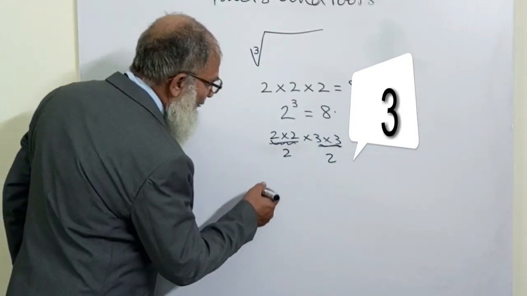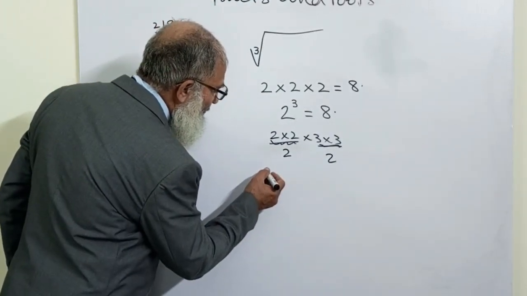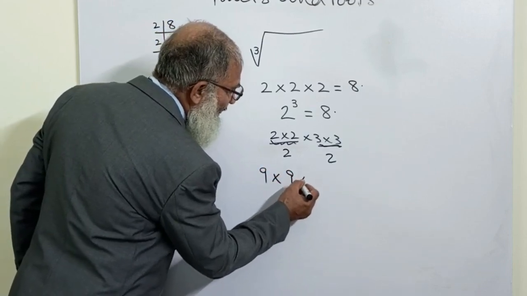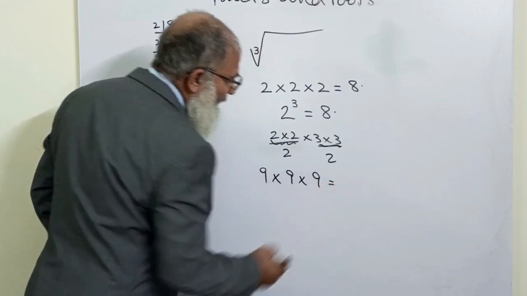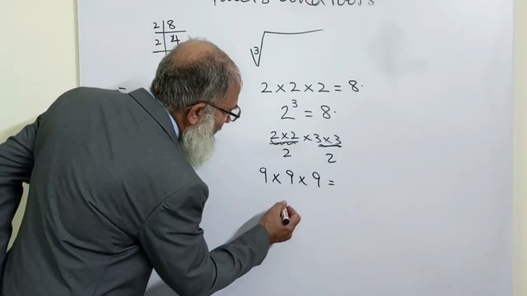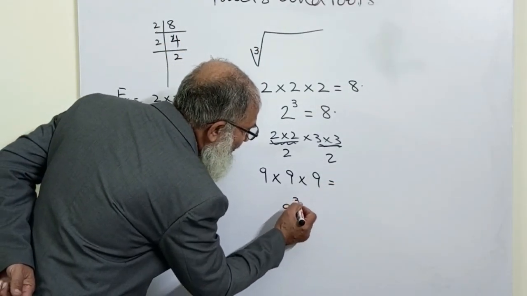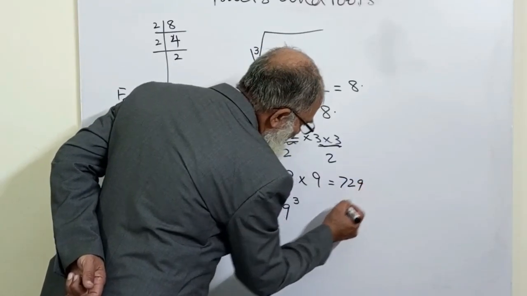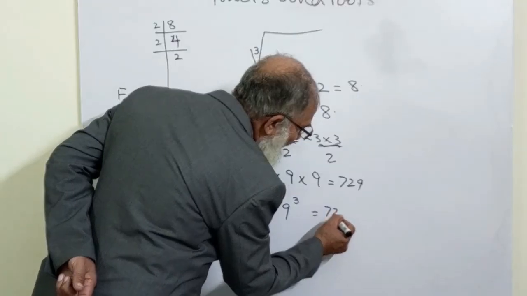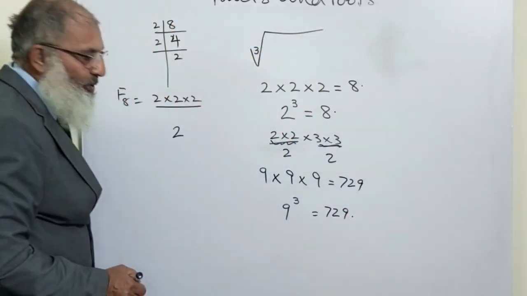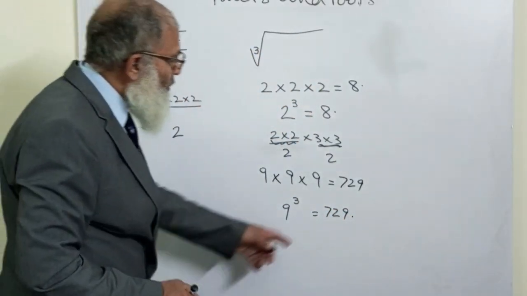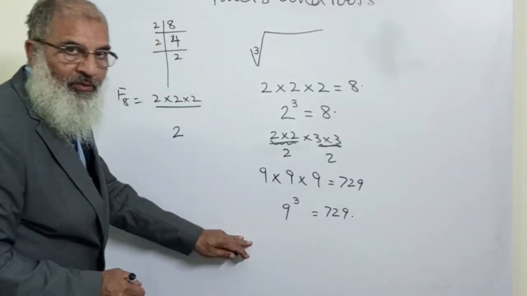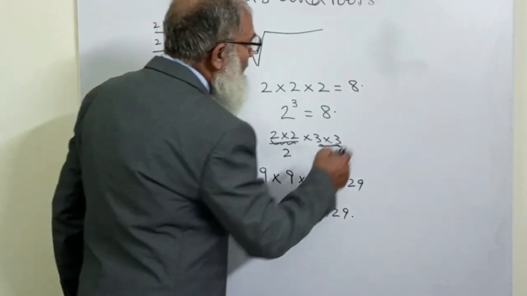For example, I take 9 multiplied by 9 multiplied by 9. Now what does it mean? Let me write it in this way. That is equal to 729. Now we have to go backwards. So how do we do it?